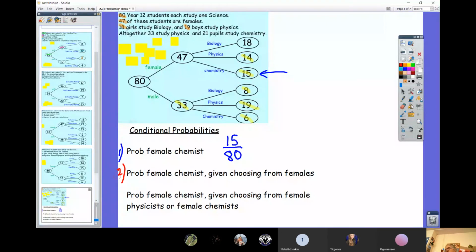For the second question, notice we're only choosing from the females. So you've got to picture, you get all the females in year 12 into one room, and from those, you're picking a female chemist. That's what's called a conditional probability, okay? You're not picking from the whole of the year group. So you've got to be very careful you get your denominator correct here.